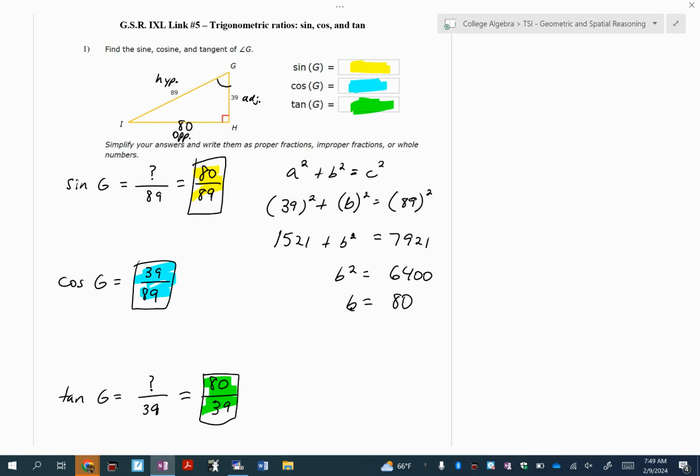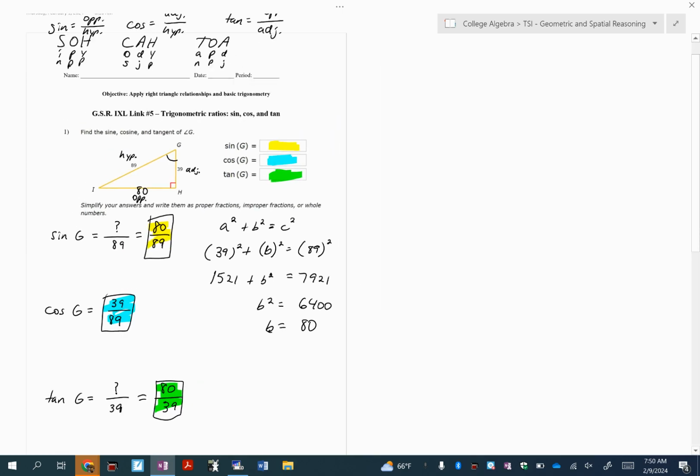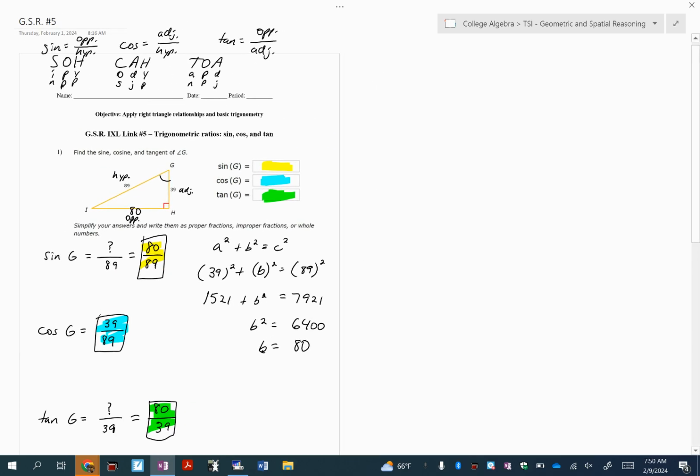It does say no, because if you look at the answers here, it says simplify your answers and write them as fractions, improper fractions, or whole numbers. So no, it doesn't say decimals. I'm sorry. Okay, question? Oh, yeah, sorry. There you go.